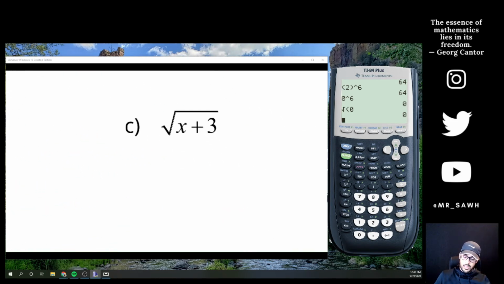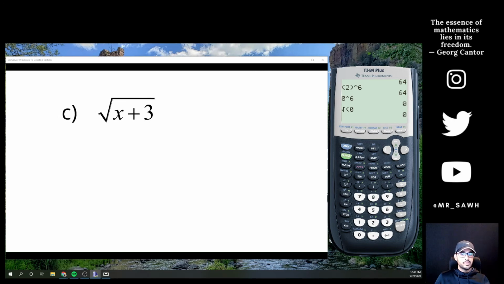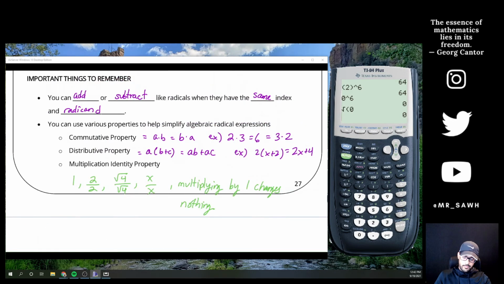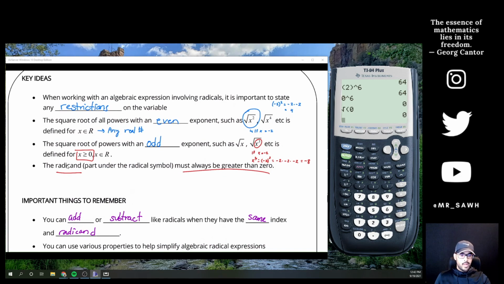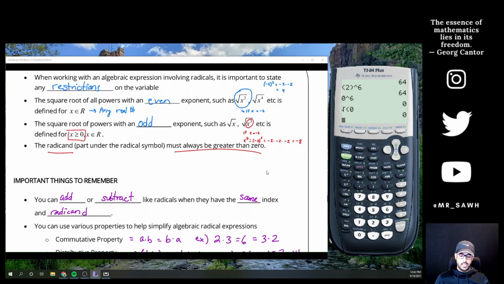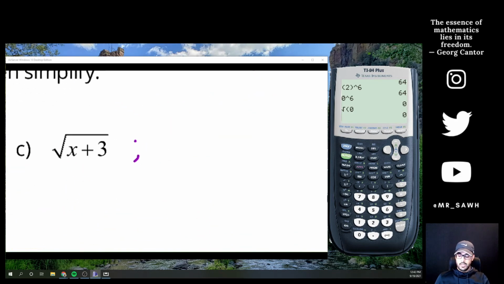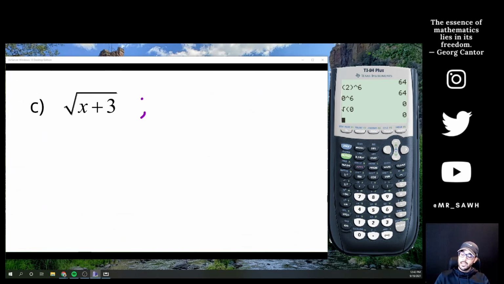Okay, think about C. This one looks different, right? I'm adding something this time. And again, one of the key things we underlined up above, and I'll even scroll back for a second, it says that the radicand must always be greater than 0. It has to be, right? If it's a square root, your radicand cannot be negative.